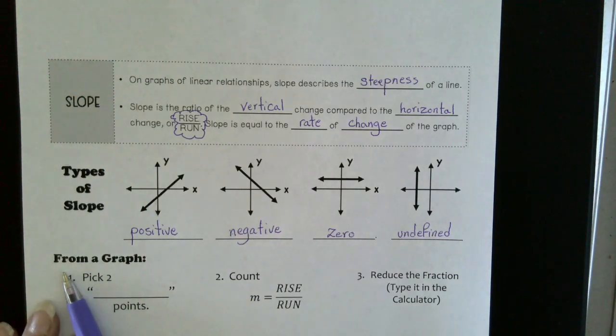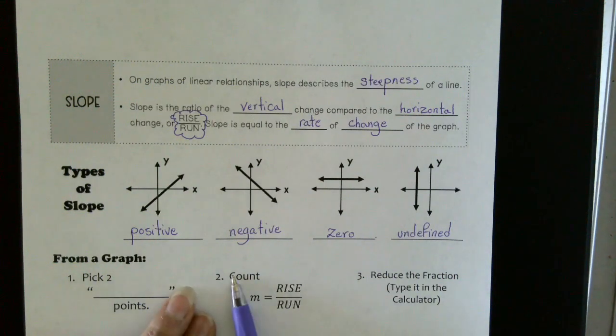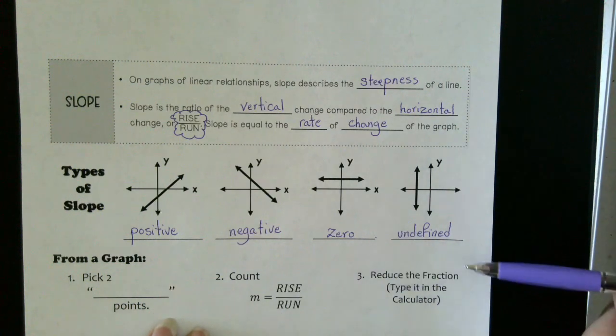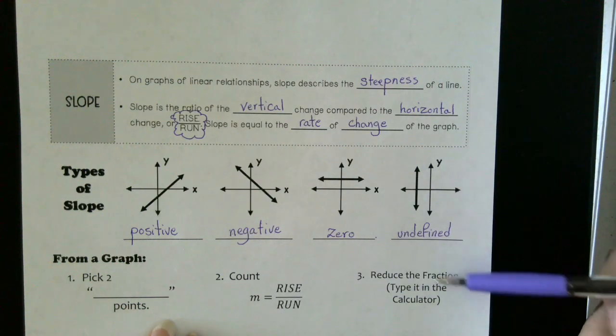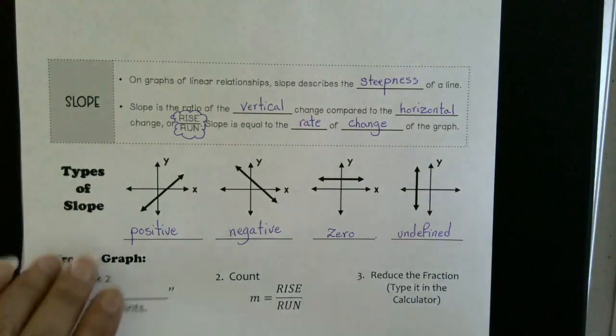So, guys, let's focus here. So, let's say you want to find rise over run, right? Or find a slope on a graph. We pick 2 points, then we count, and we say rise over run. We're going to work on that on the graph when we get there. And then the third part is reduce the fraction, or you can just type it in a calculator. What do we mean by that? Let's take a look at the next page.